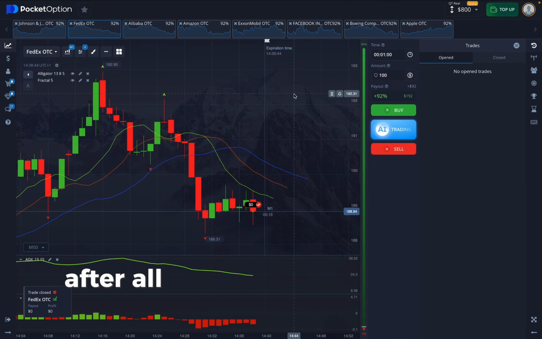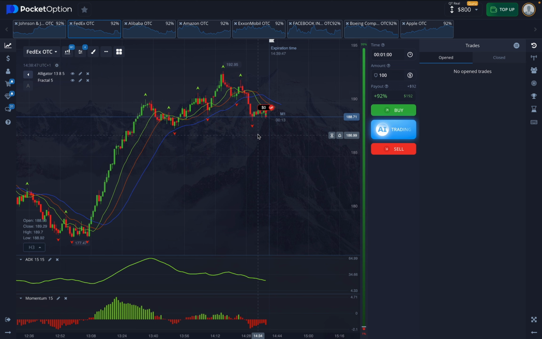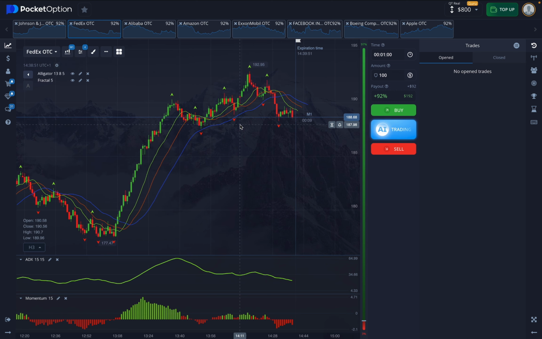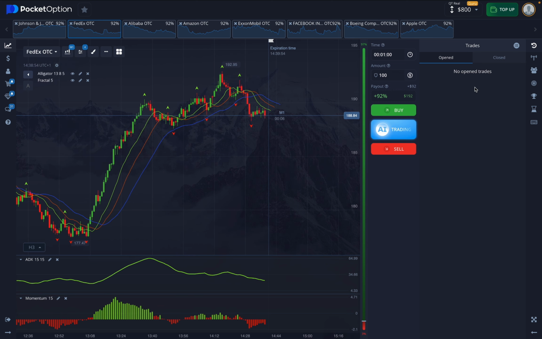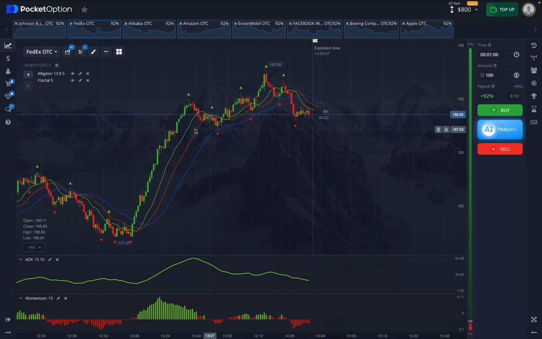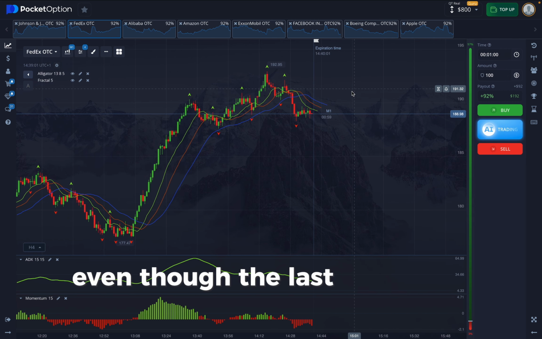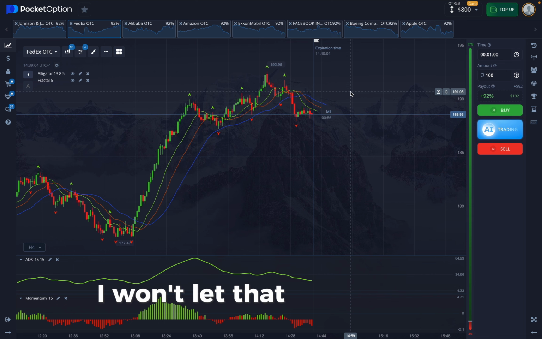Well, I was right after all. The position should have been opened for a sell, and my initial decision was spot on. But no worries, overall the profit from today's trading is more than satisfactory. In fact, it's a solid result. Even though the last two trades closed in the red, I won't let that get me down.